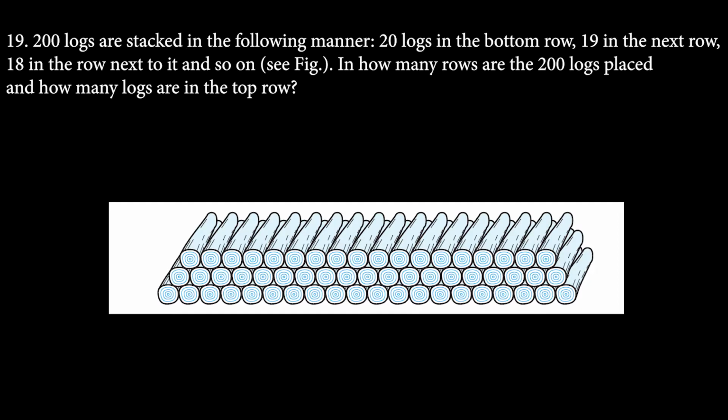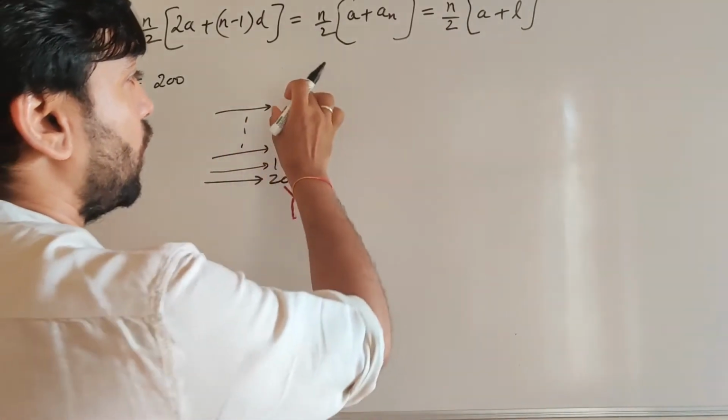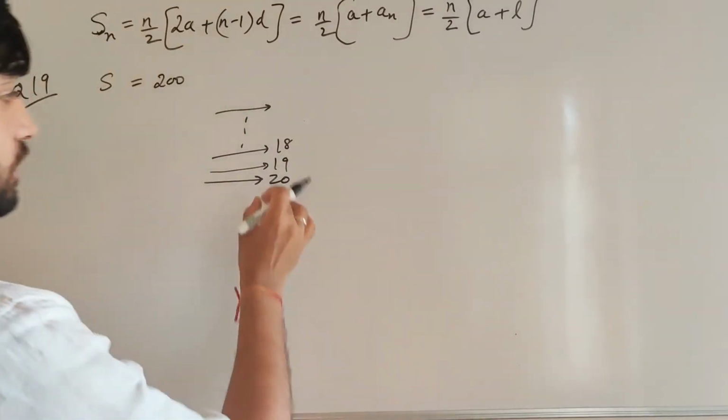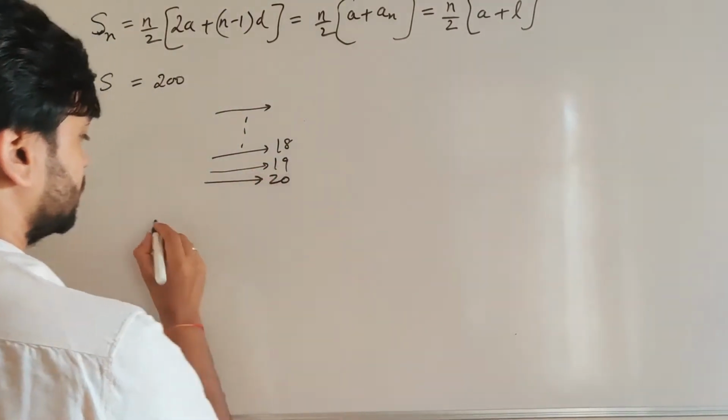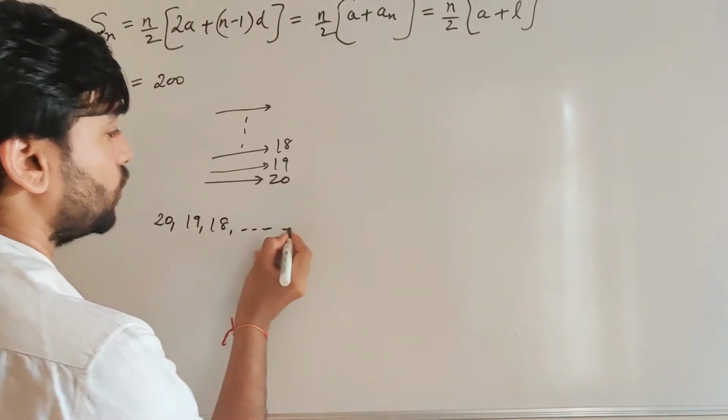In how many rows are the 200 logs placed and how many logs are in the top row? So like this, we have the top row here. We don't know how many logs are there here. So if you see, starting from the bottom, 20, then we have 19 logs here, then 18 and so on.